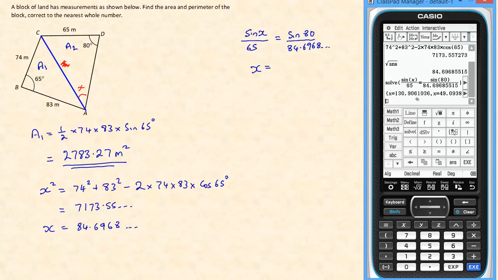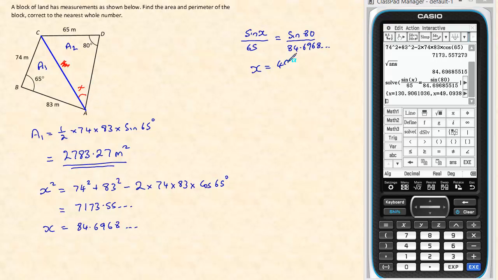And we've got 130.9. Well, we can't have that with the 80 as well. That will be more than 180. So it's got to be the 49.0938. So 49 point, let's just call it 09. We're getting near to the end of our calculation, so we maybe don't need to keep so much, and we can always drag it from here if we need it. So this is 49.09.